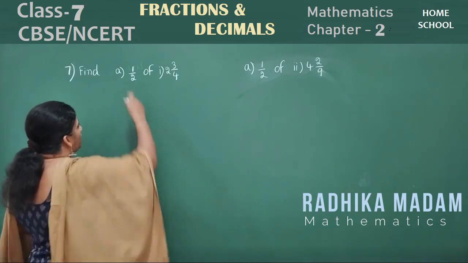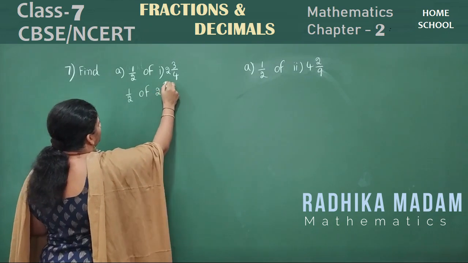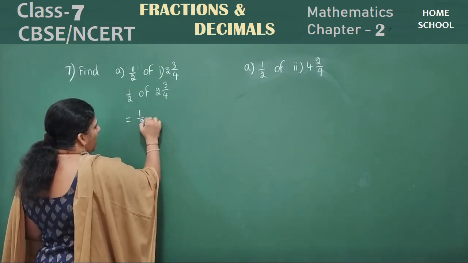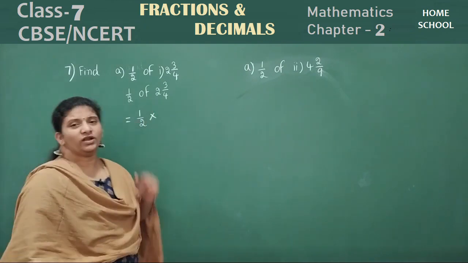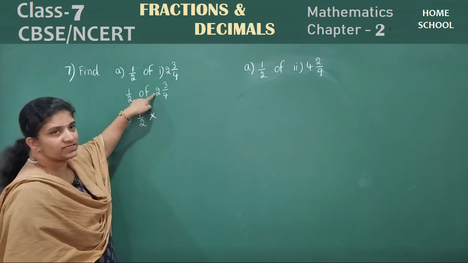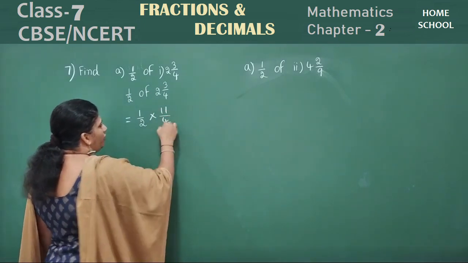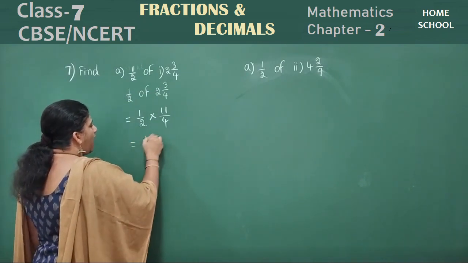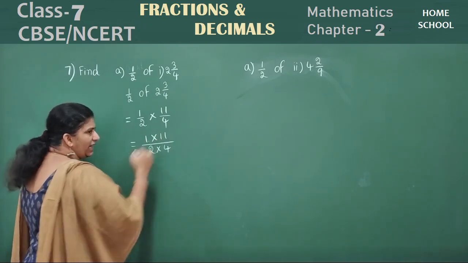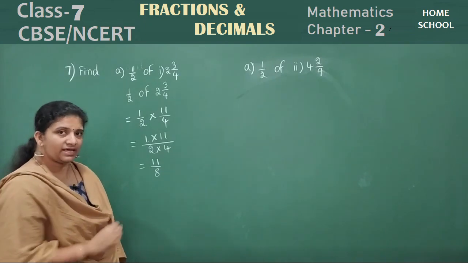Shall we start now? Look here, part A. Rewrite this: half of 2 3/4. Okay, this is your question. This is equal to half into... What do we need to do? Convert the mixed fraction. How do you convert? 4 twos are 8, 8 plus 3 is 11 by 4. Now multiply: 1 into 11 upon 2 into 4. 1 into 11 is 11, 2 fours are 8.